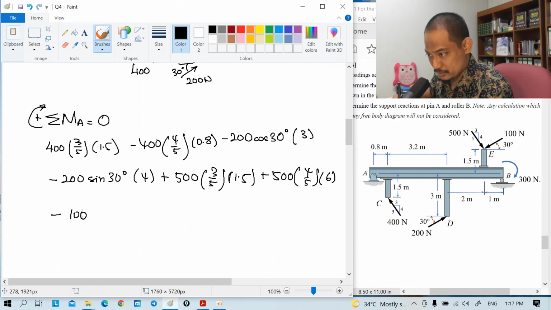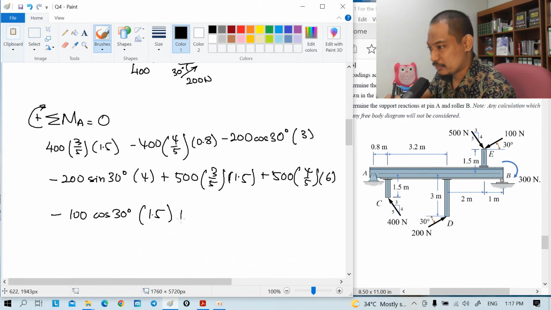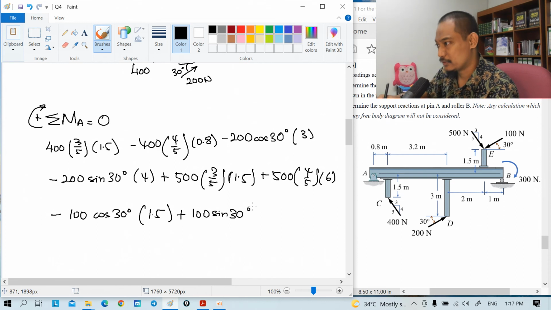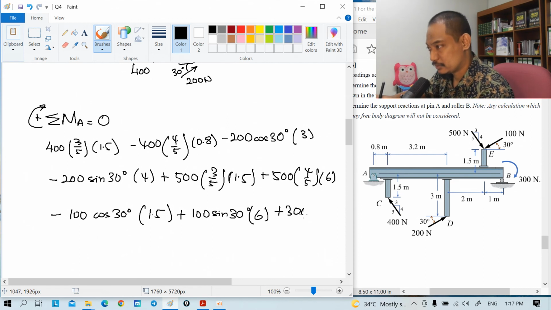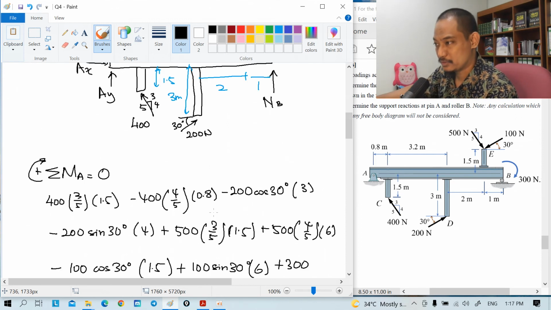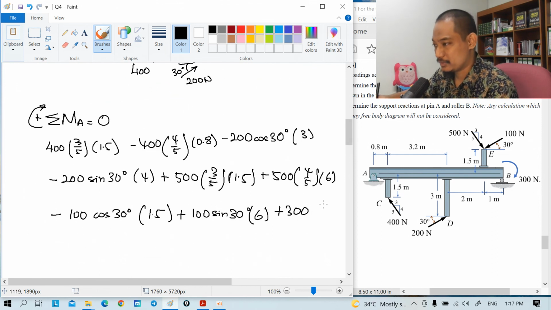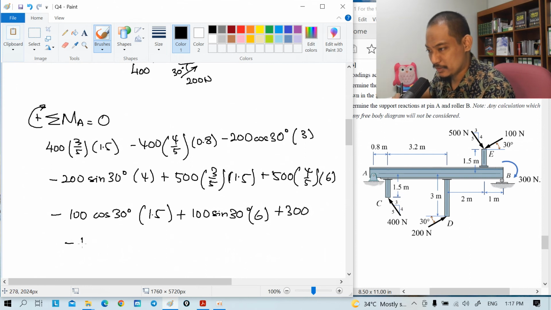Minus 100 cos 30 degrees times 1.5, plus 100 sine 30 degrees times 6, plus 300, and then plus minus NB, minus NB times 7 equal to 0.